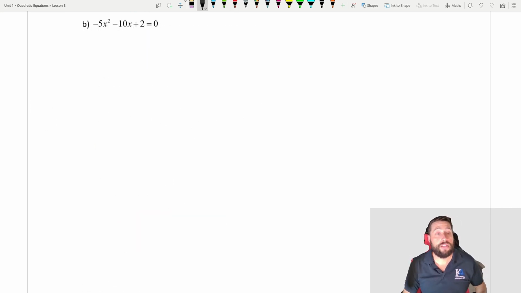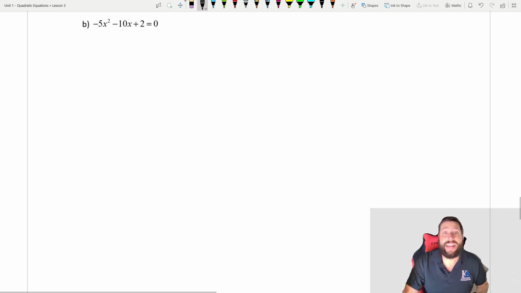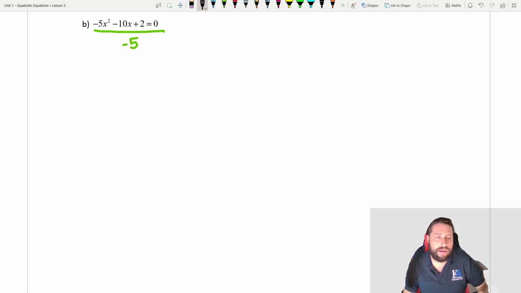Moving on to B. So again, we have negative 5x squared minus 10x plus 2 is equal to 0. So right now, we have another problem. We have a negative 5 in front of the x squared. So we're going to do very similarly to last time, right? We need to get rid of the coefficient in front of the x squared. Okay? So by doing that, let's divide everything, and I mean everything, by negative 5. Every term divided by negative 5.